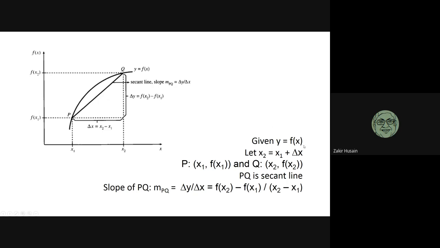Okay, so given y equal to f(x), let x2 be equal to x1 plus del x. So this is x1, and the gap between x1 and x2 is del x. If you add del x to x1, you will get x2. So P is (x1, f(x1)) and Q is (x2, f(x2)). What is the slope of this secant PQ?